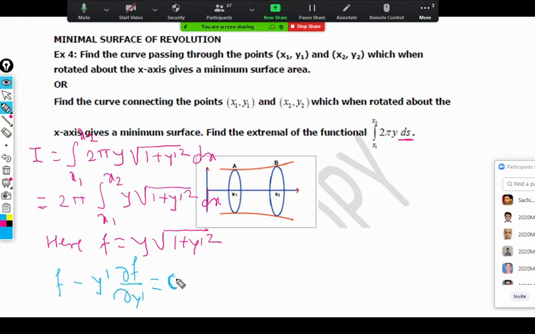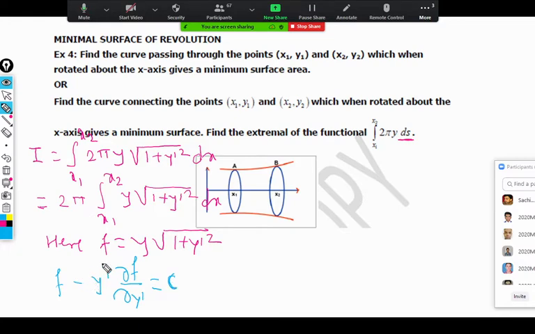Remember, some students write 0 on the RHS and then they get a wrong answer. So the RHS is a constant in the second Euler's equation. In the first Euler's equation, dou f by dou y minus d/dx of dou f by dou y dash is equal to 0. In the second Euler equation, the RHS is a constant C. Now we just have to solve this equation for y equal to f of x and we get the answer.